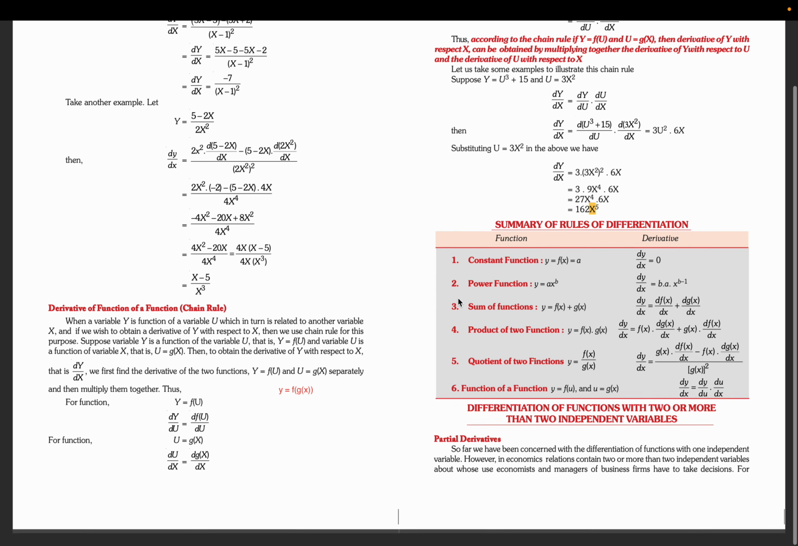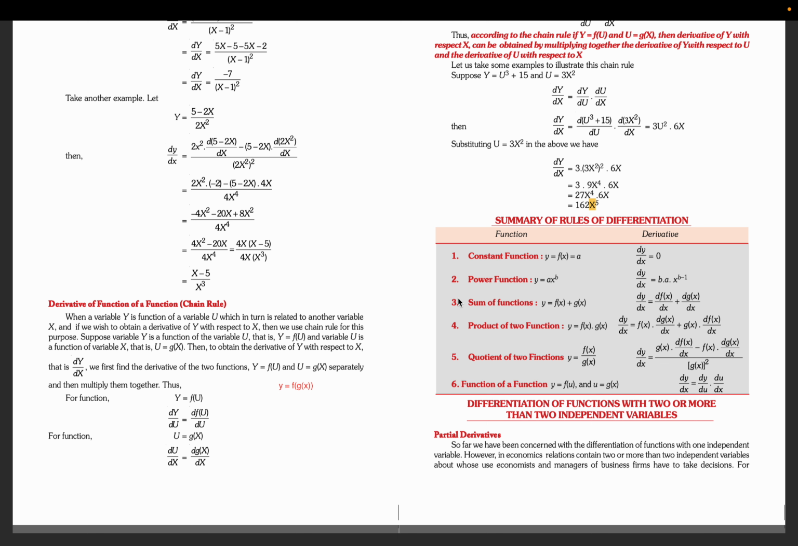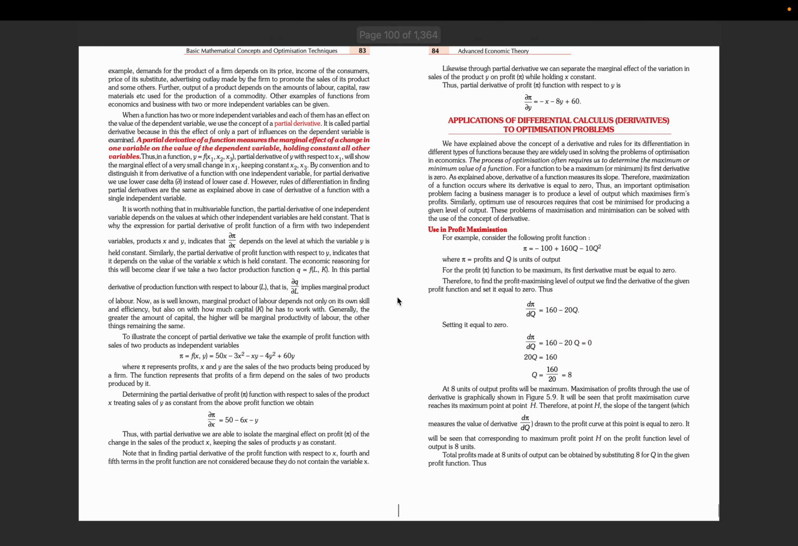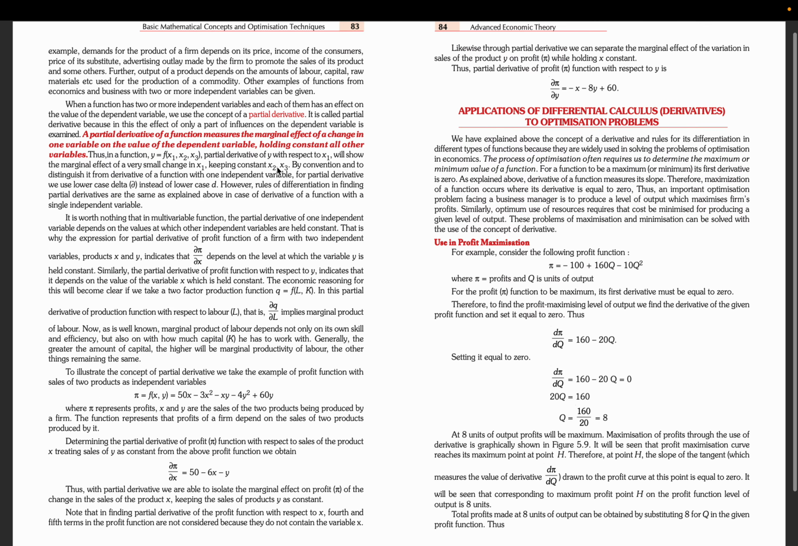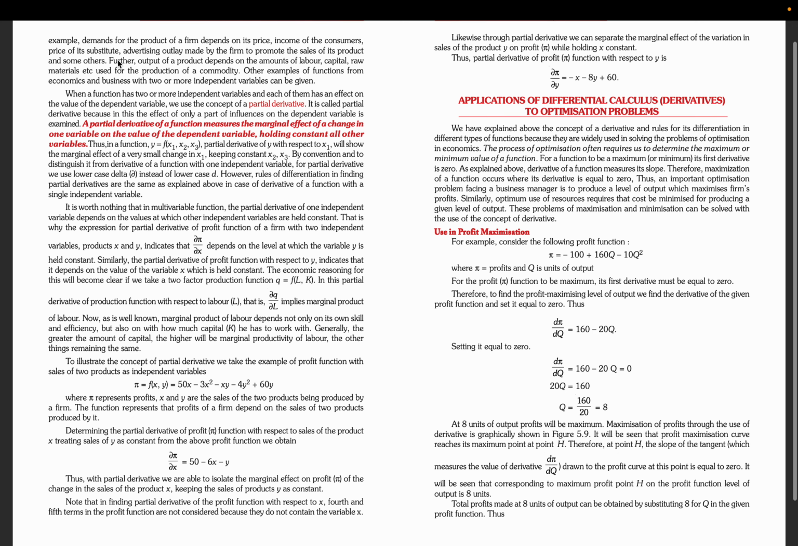Differentiation of functions with two or more independent variables, partial derivatives. So far we've been concerned with the differentiation of functions with one independent variable. However, in economics, relations contain two or more independent variables about whose use economists and managers of business firms have to take decisions. For example, demand of a product of a firm depends on its price, income of the consumer, price of the substitute, advertising outlay made by the firm to promote the sales of its product, and some others. We have read all of this before.